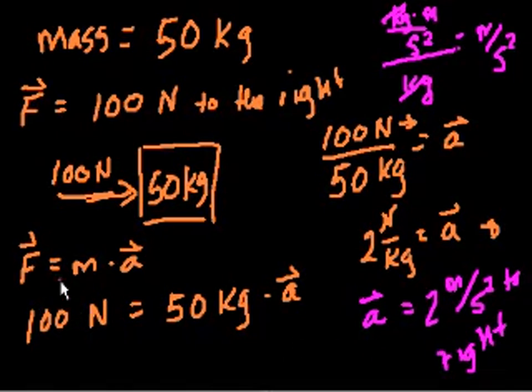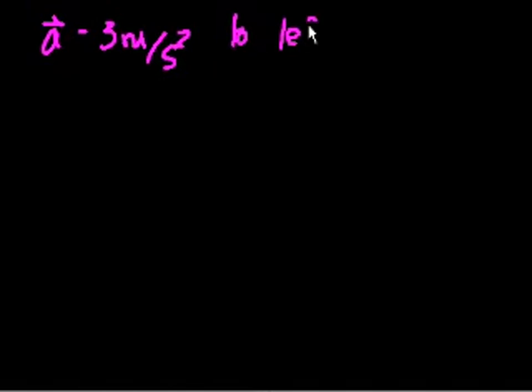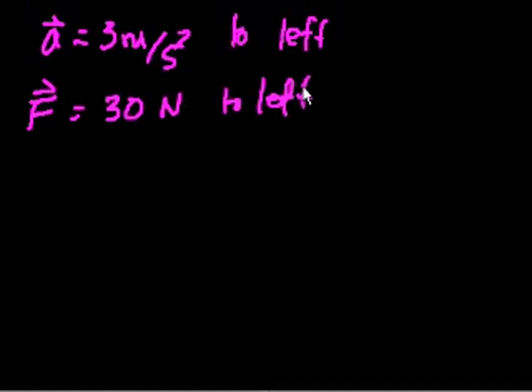So that's useful. We just figured out, based on how hard I push something, how fast it's going to accelerate while I push it. And you could use the same formula to figure out other things. Let's say I know that an object is accelerating. Let's say my acceleration is 3 meters per second squared to the left, just to switch things. And let's say that I know the force being applied on it. The force being applied on it is, I don't know, 30 newtons to the left. And I want to figure out the mass.